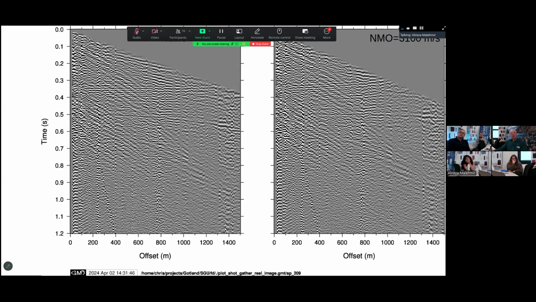Just to show, if we apply a normal move out of 3,500 meters per second on the left, then this strong reflection becomes flat. And if we apply the 3,100 meters per second normal move out, then this curves upward. So if we use the DOS velocity for processing, we're going to get a bad image. We need to use the actual normal move out velocity that gives a flat horizon if we want to get a good image.